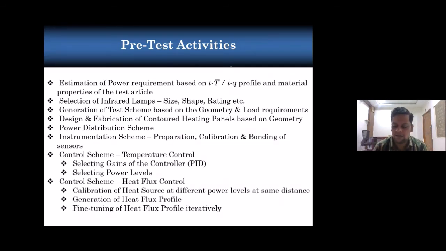Once everything is planned, we'll go for bonding, calibration, checking of the health at every level, then safety at every level, because it involves electrical safety. Once everything is there, based on the control scheme, we'll go for the testing.